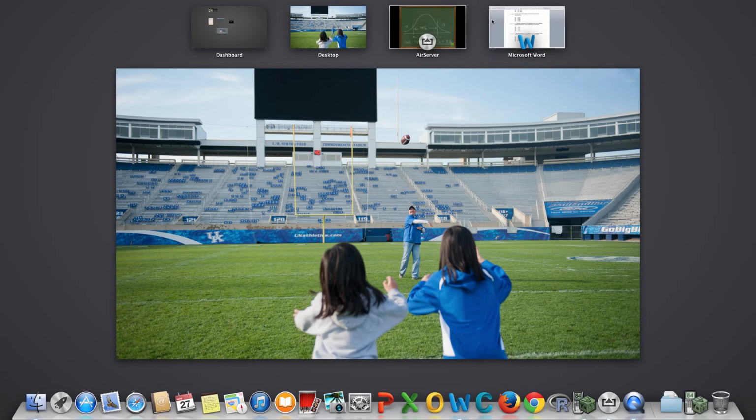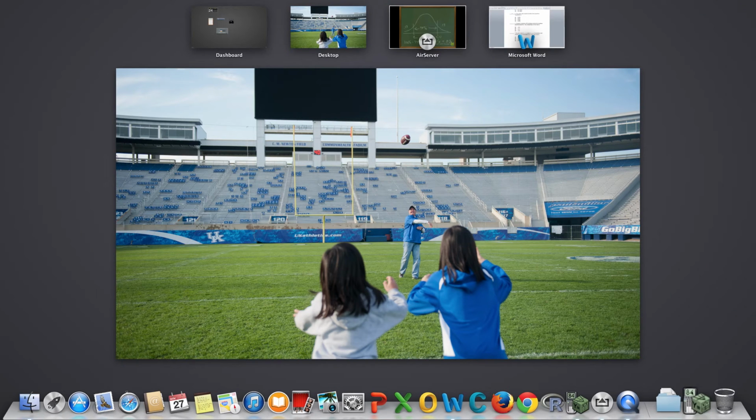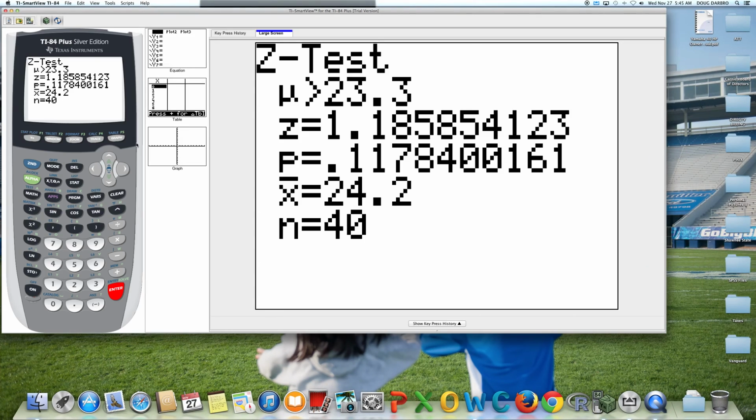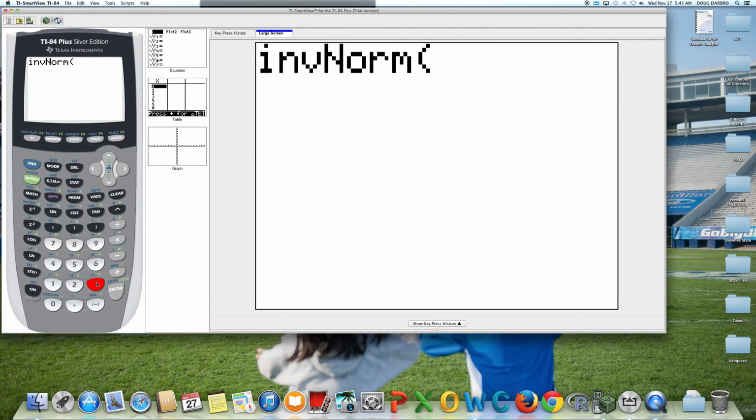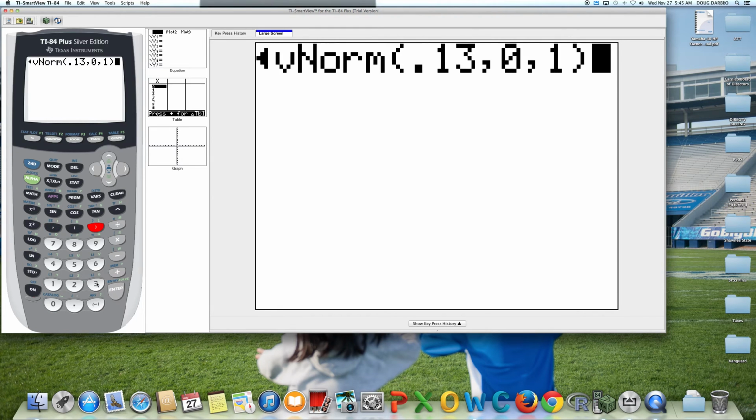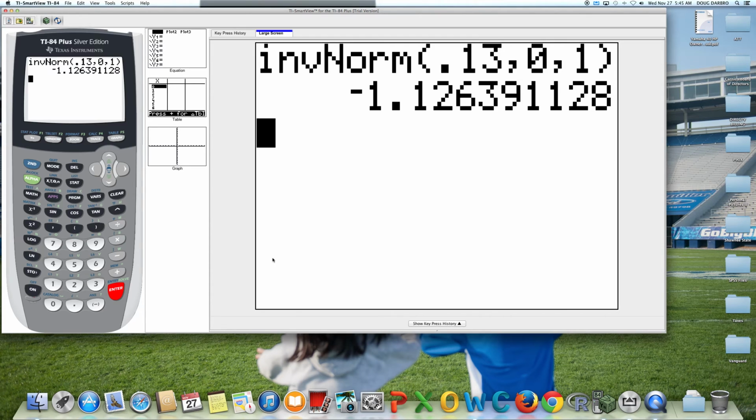All right, so let's go back to the calculator. Let's do that. We should be pros at finding these keys by now. So let's go to inverse norm. We need 0.13, comma 0, comma 1. Close it up. And we get negative 1.12. Well, the way this rounds here, it's going to be negative 1.13.